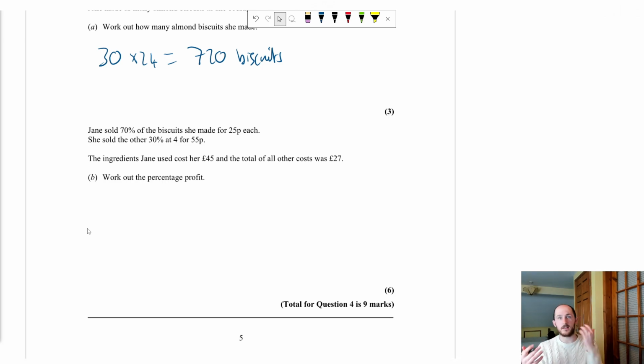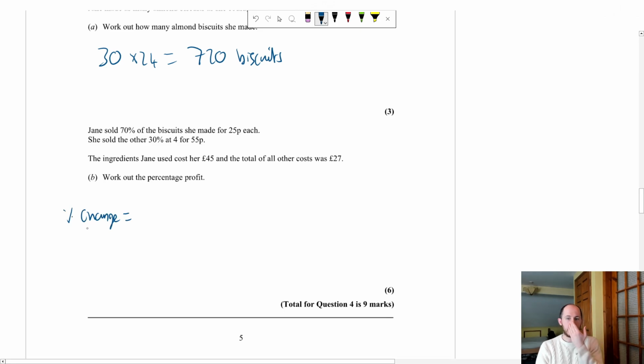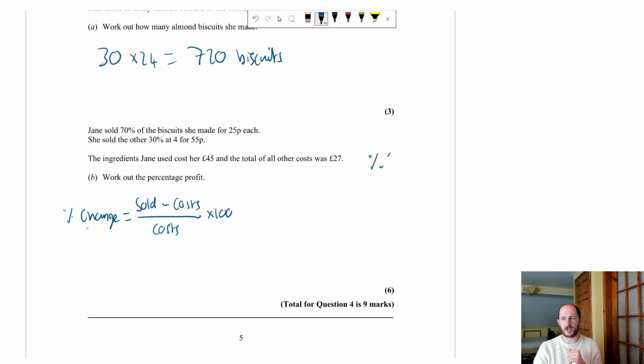And by that I mean the percentage change equation. So if you want percentage change or profit or whatever, you take the new amount of money, in other words, the amount she sold her biscuits for, minus all of her costs, divided by her costs, times by 100. Now the way I describe percentage change is I use this equation: new minus old over old.